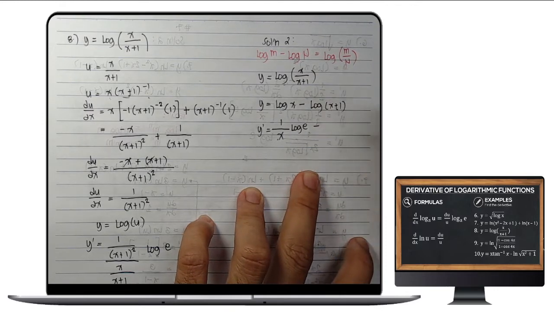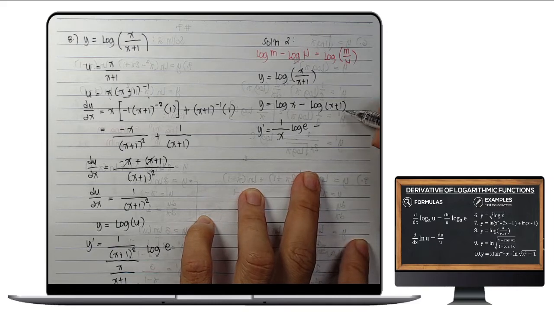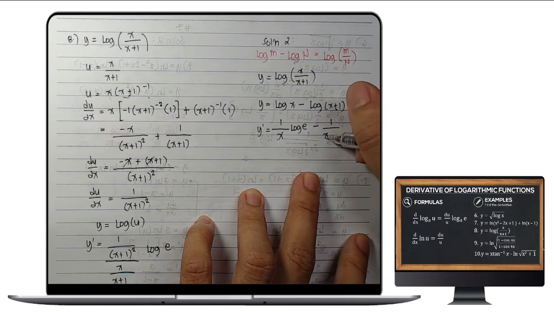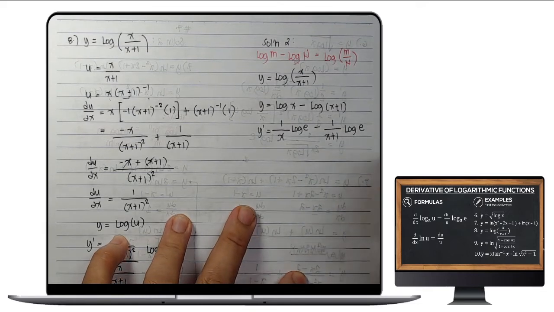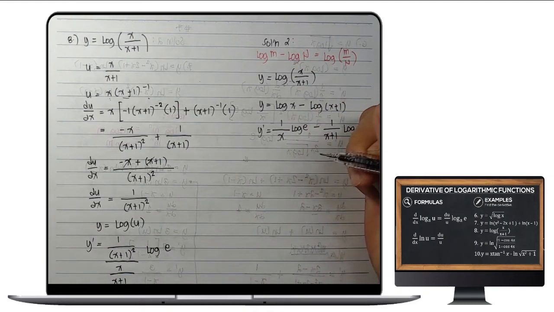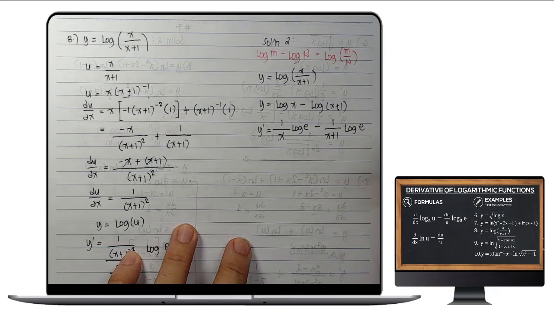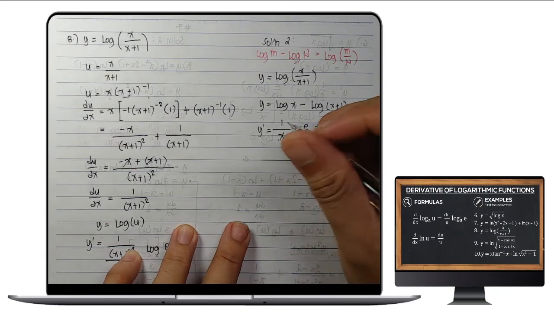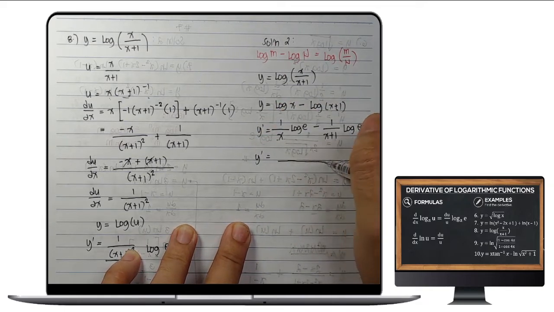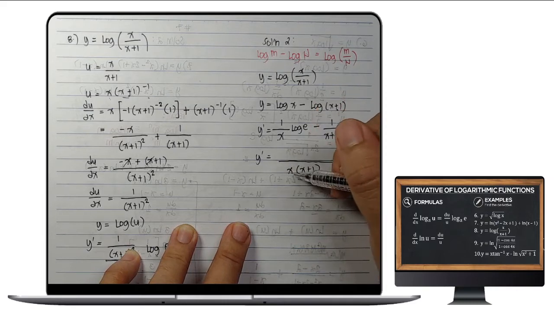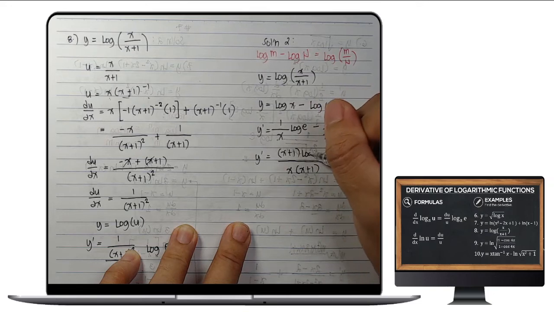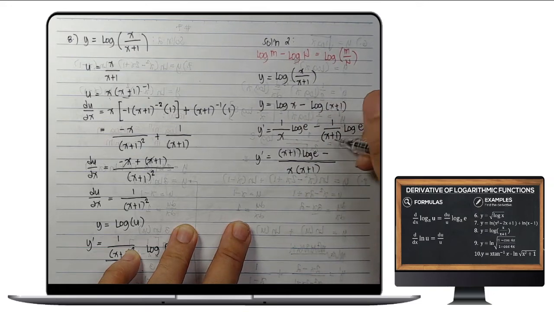Then, minus the derivative of log of x plus 1. The derivative of x plus 1 is 1, all over u, which is x plus 1, multiplied by log of e to the base a. Then, when we get the LCD, for our y prime or first derivative, obviously our LCD here is x multiplied by x plus 1. When we divide, x divided by x cancels. There remains x plus 1 times log of e, minus x plus 1 divided by x plus 1 cancels, leaving x multiplied by log of e.